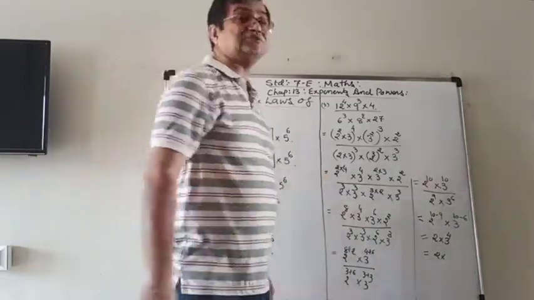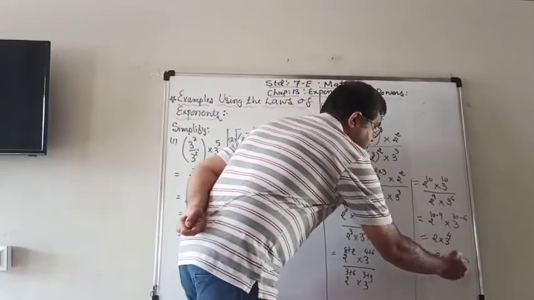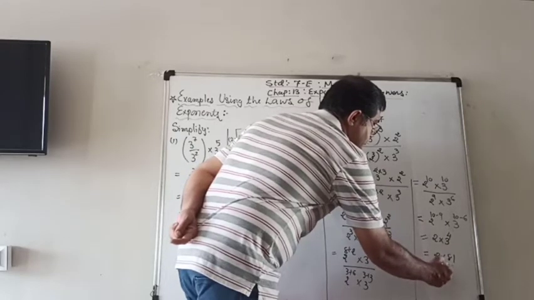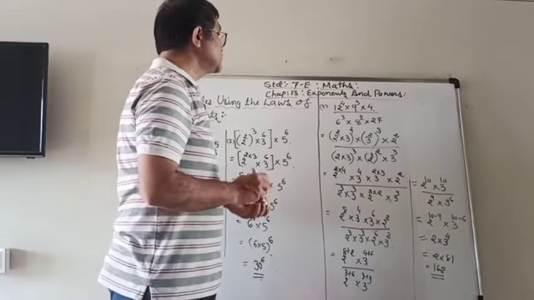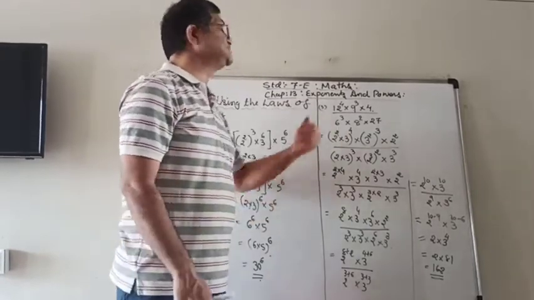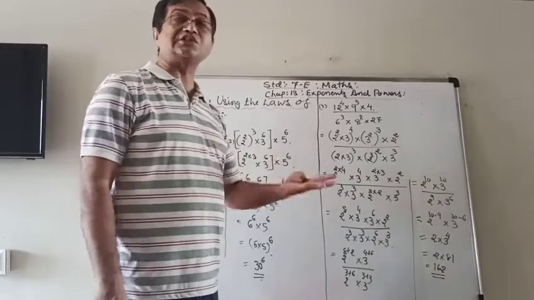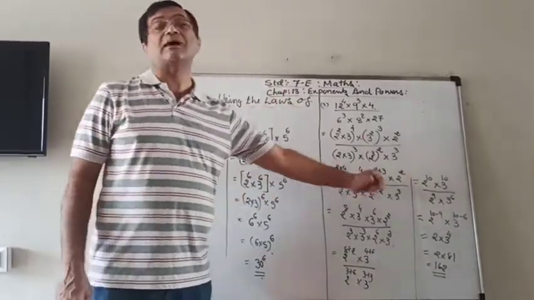Now 3 raised to 4 is 81. 3 3s are 9, 3 is 27, 3 is 81. So 81 multiplied by 2 is 162. So here you can see that so many rules are used in the same example. First law, second law, third law, fourth law, etc. So by this way, we can do the examples.